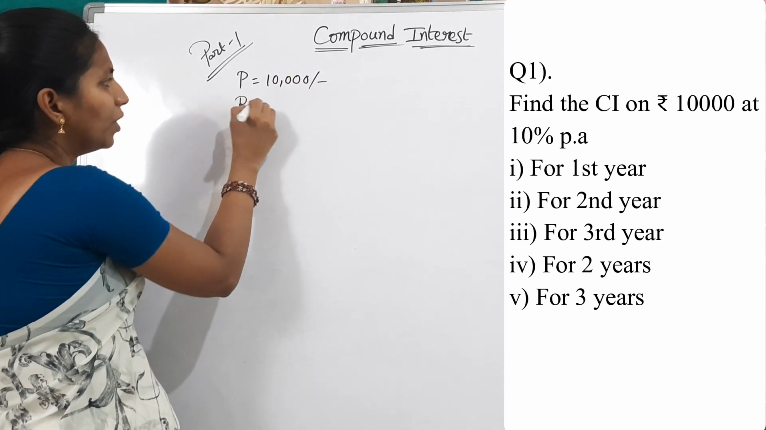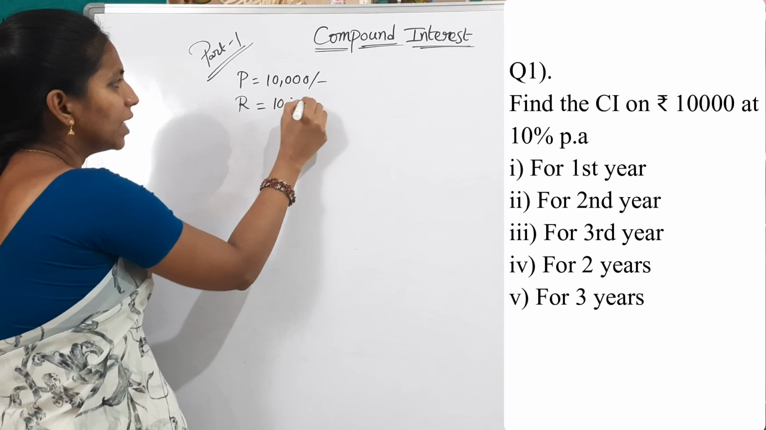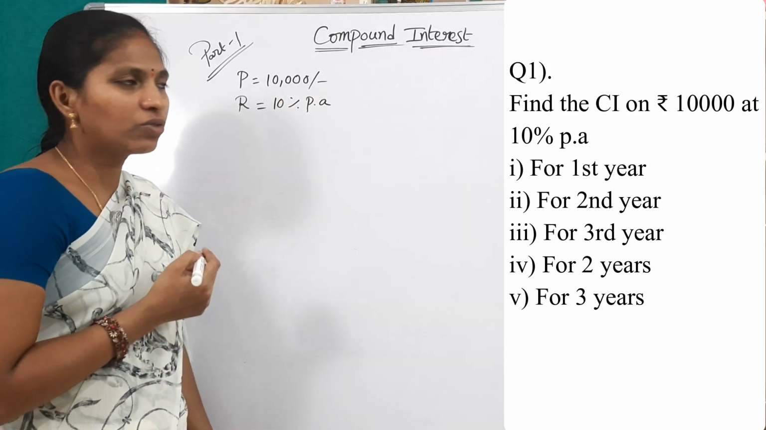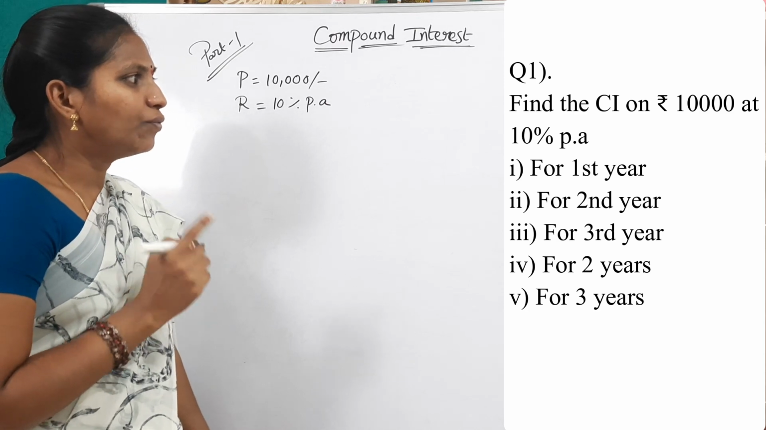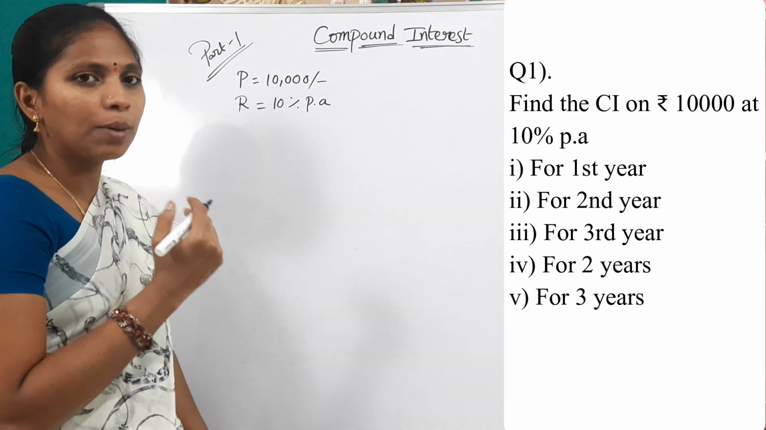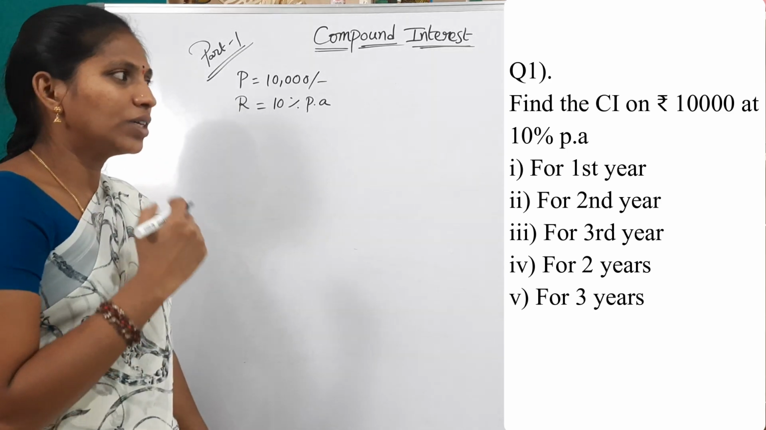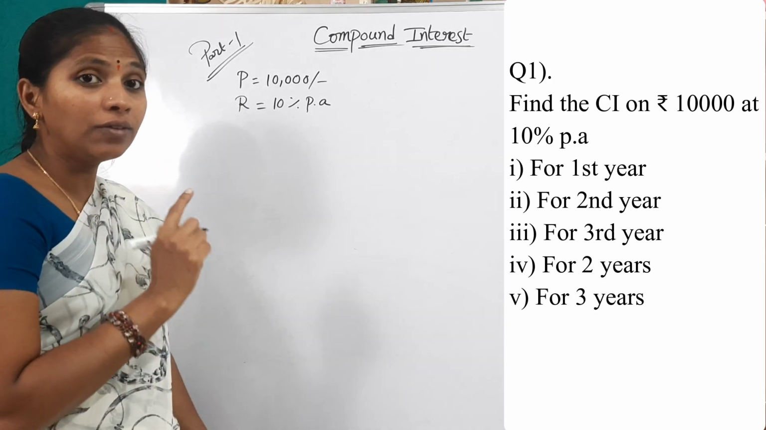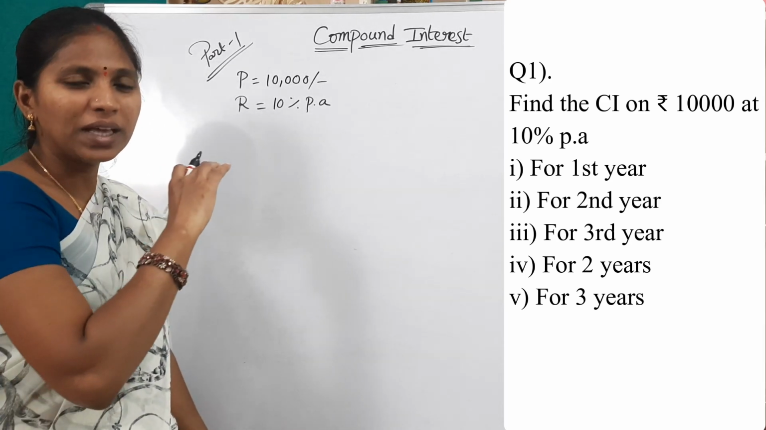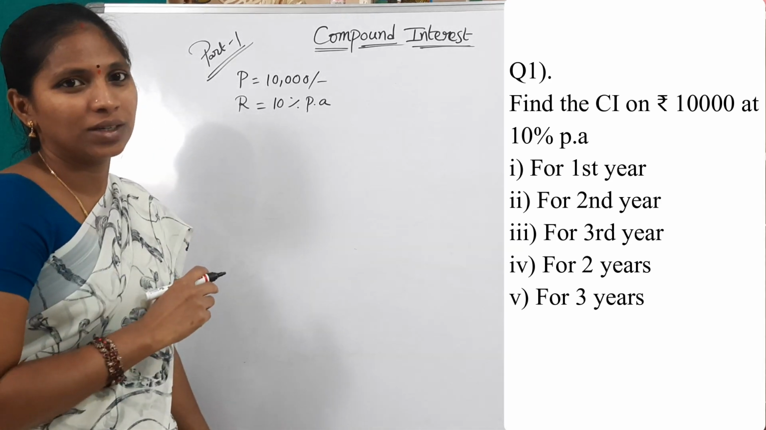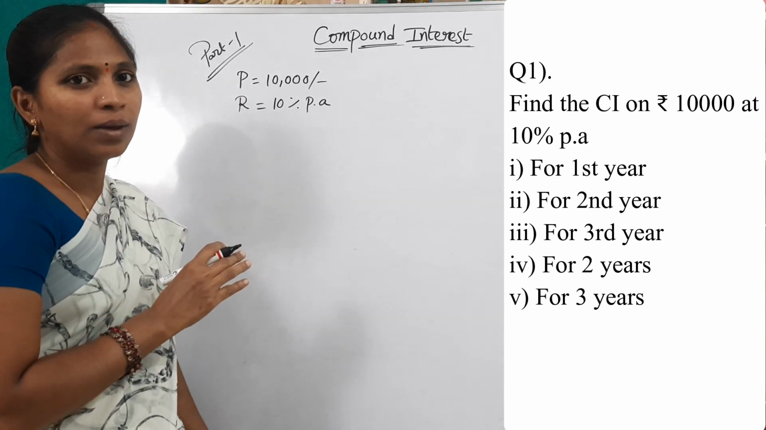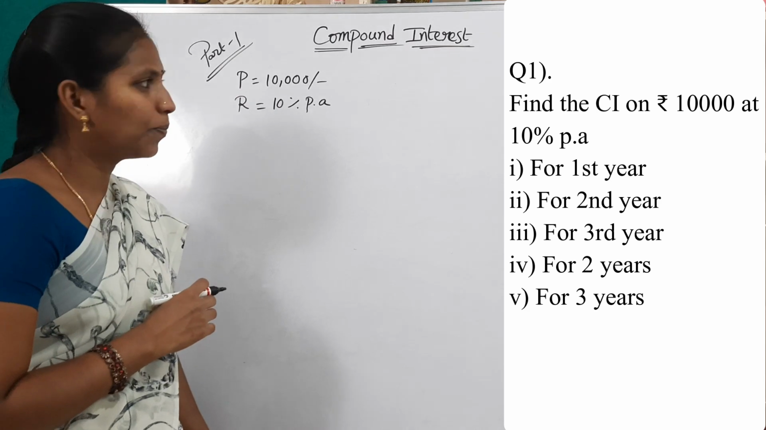And what is the rate of interest? R is equal to 10% per annum. What are the sub questions? First, for the first year, second, for the second year, third, for the third year, then for 2 years and for 3 years. I want to explain this question in two methods. These are very useful methods. Please do concentrate on these.